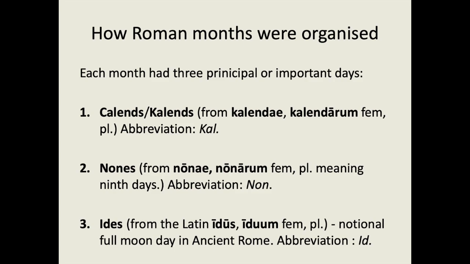Calendae and nonae are both first declension nouns. All three, calendae, nonae, idus, are feminine plurals. Idus might look unfamiliar as a feminine plural because it's a fourth declension noun, a group of nouns we have not yet studied in this course.